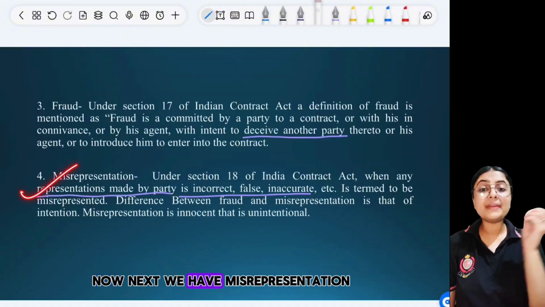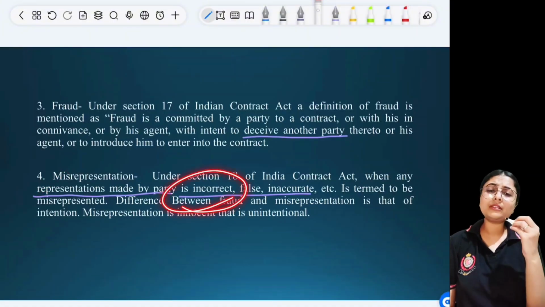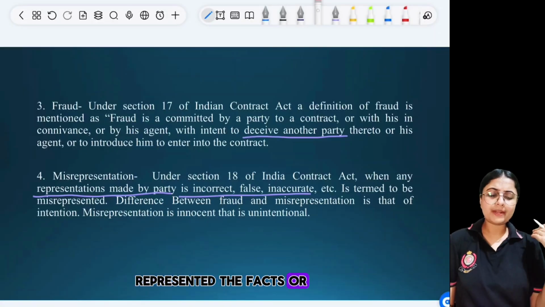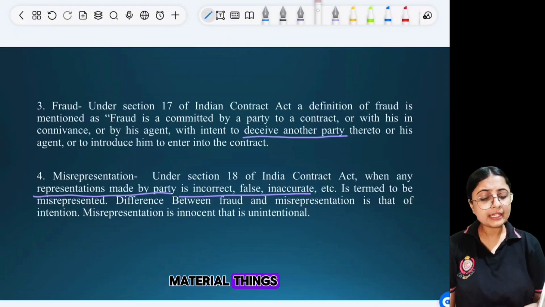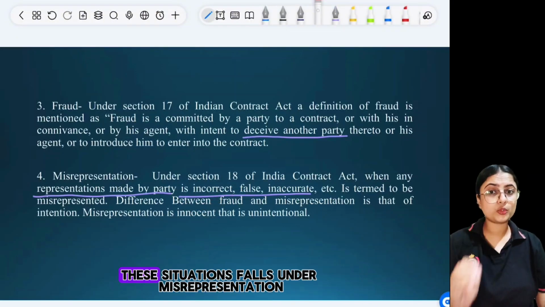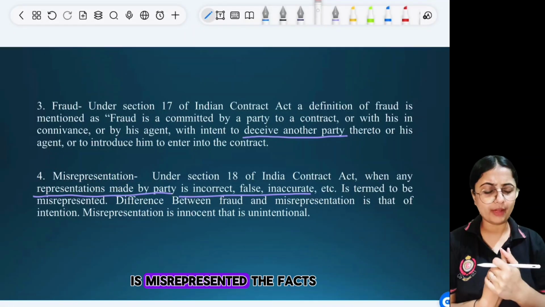Now, next we have misrepresentation. Misrepresentation means one of the parties has represented the facts, or some other clauses, or other material things in an incorrect, false, inaccurate manner. These situations fall under misrepresentation. That means one party has misrepresented the facts.